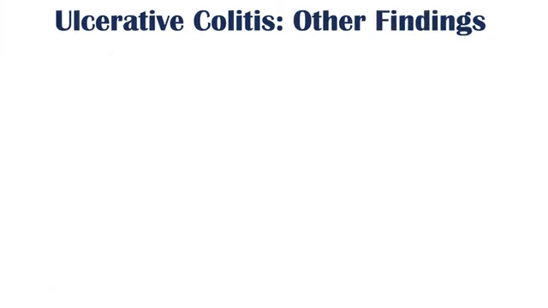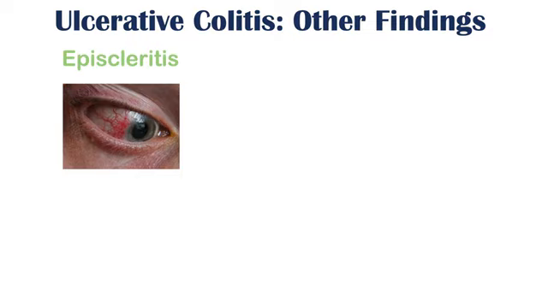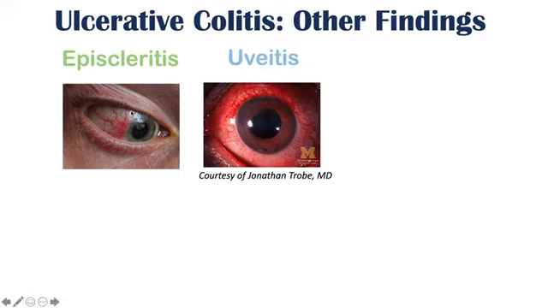Now, there are some other important findings in ulcerative colitis as well, although these are more rare and uncommon compared to Crohn's disease. One of them is episcleritis, so inflammation of the episclera of the eyes, so the white of the eyes is oftentimes inflamed. Uveitis is also another manifestation in the eyes of some patients with ulcerative colitis. So uveitis is an inflammation of the uvea, and uveitis can lead to blurring of vision.